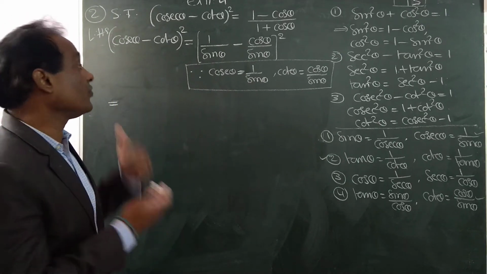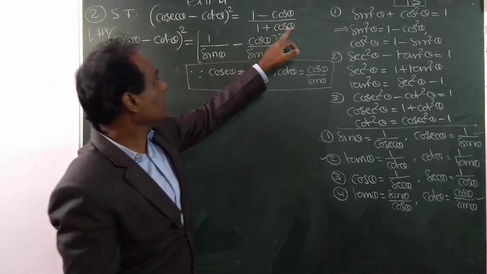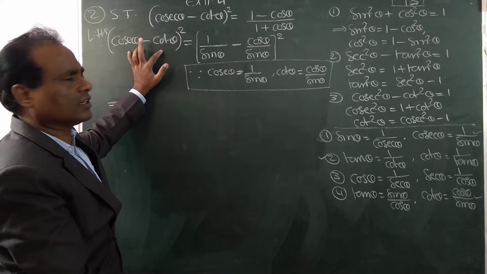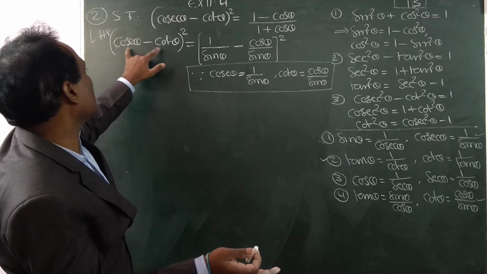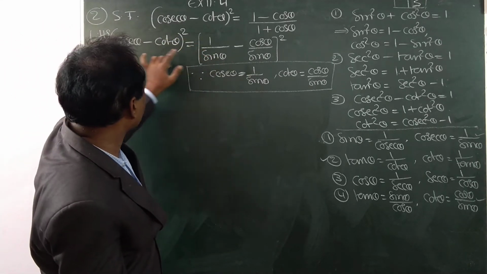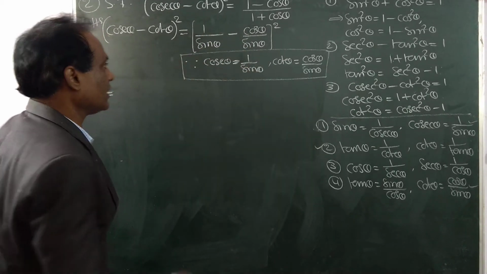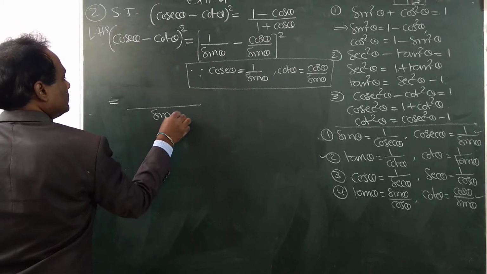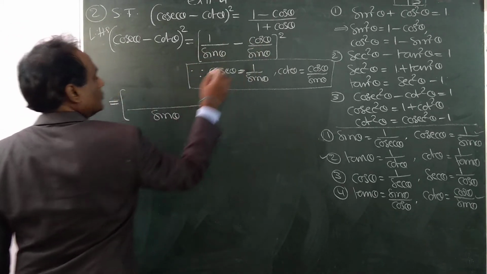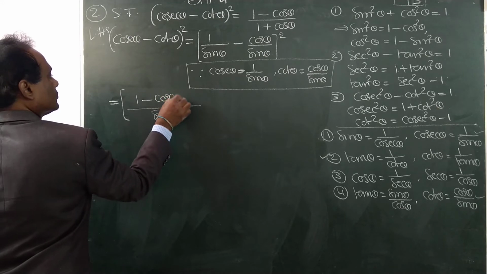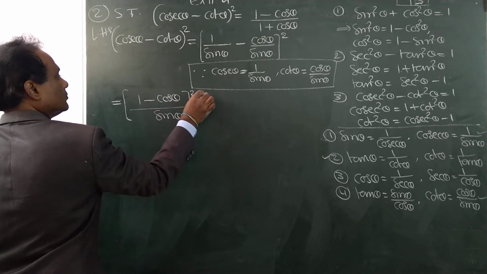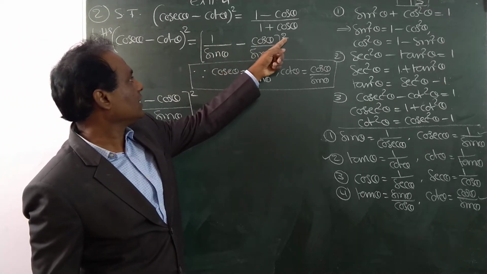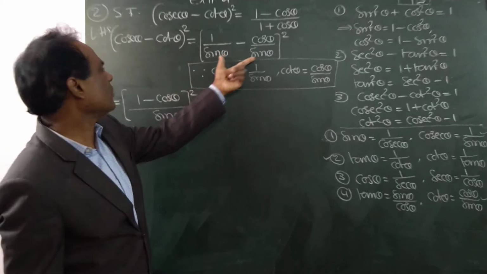Why am I using those formulas? Because the problem is in terms of cos, so we have to change it into sine and cos. Sine we will remove later. There is no direct cos formula, so first cosec is in terms of sine and cot is in terms of cos and sine. Now take the LCM: sin theta. Simply I took the LCM, that's all.